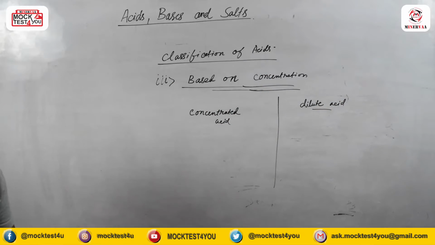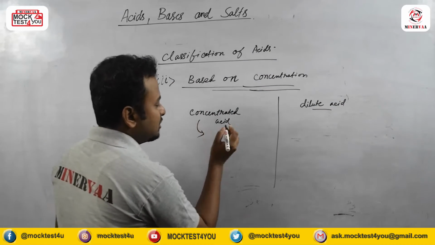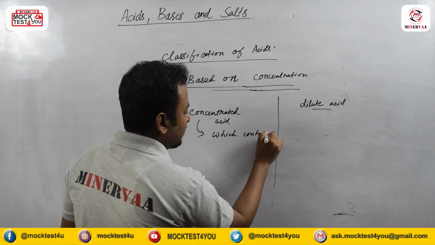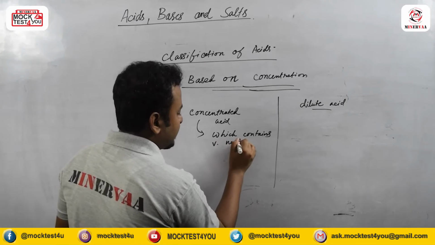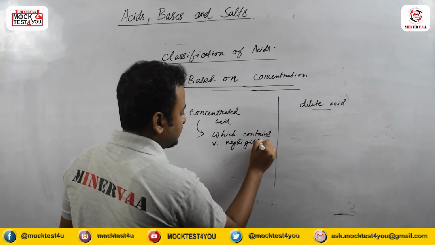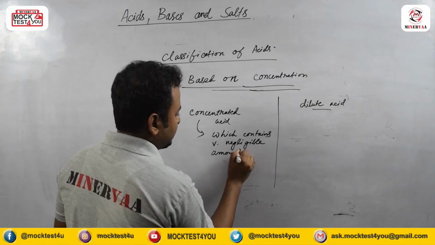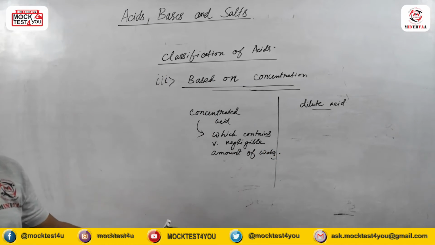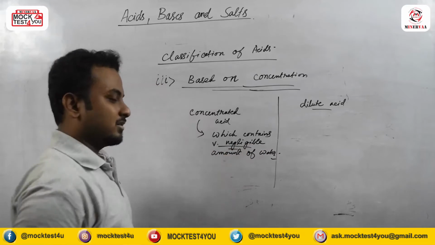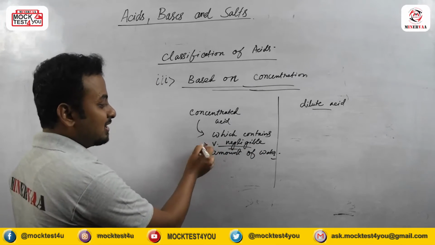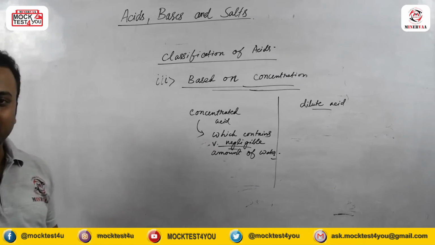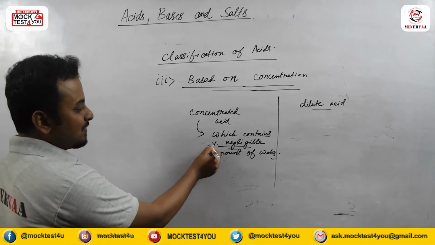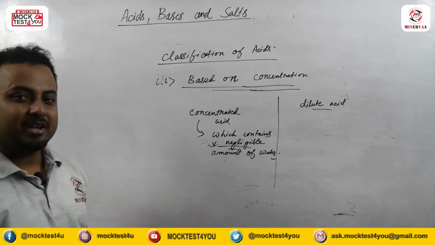So what is concentrated acid? Concentrated acid is that acid which contains very negligible amount of water. It is never possible that acid can exist without water. Okay, so some amount of water is needed. So when the amount of water is very negligible, at that time the acid will be very concentrated.